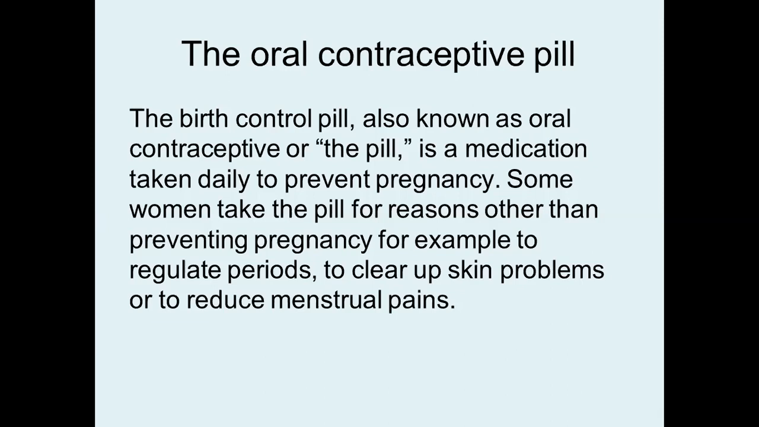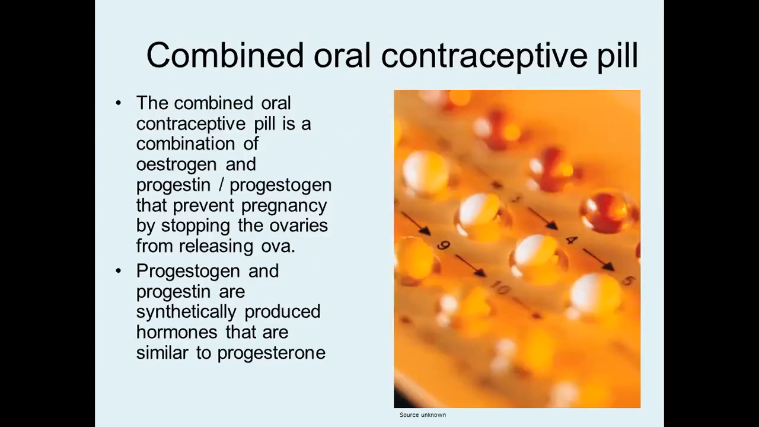So this birth control pill, also known as oral contraceptive or the pill, is a medication that has to be taken daily in order to prevent pregnancy. I do have to say, though, that some women take the pill for reasons other than preventing pregnancy. For example, taking the pill is really good at regulating a person's menstrual periods, or to clear up skin problems, or definitely to reduce menstrual pains, which is such a bonus.